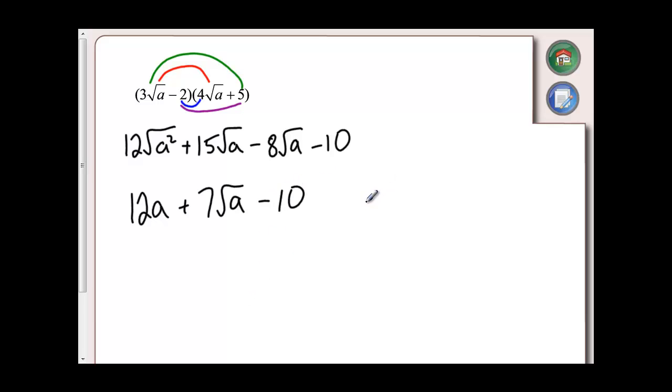Now, it is also important to indicate here that a must be greater than or equal to 0, or our term 7 root a would be undefined. So we do need to indicate that all of our values of a must be greater than or equal to 0.